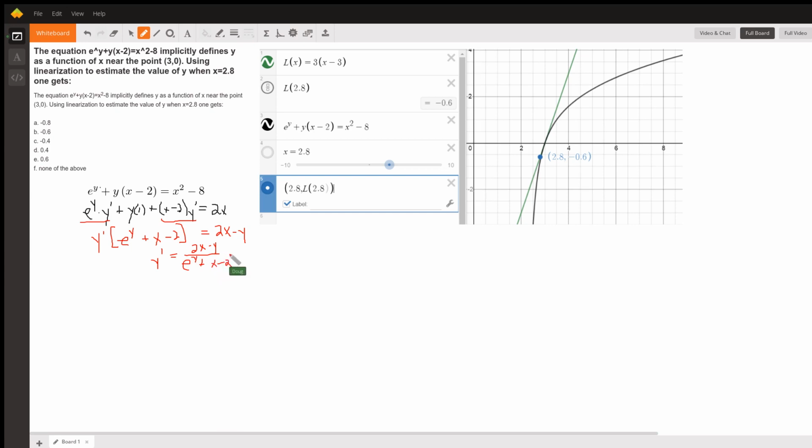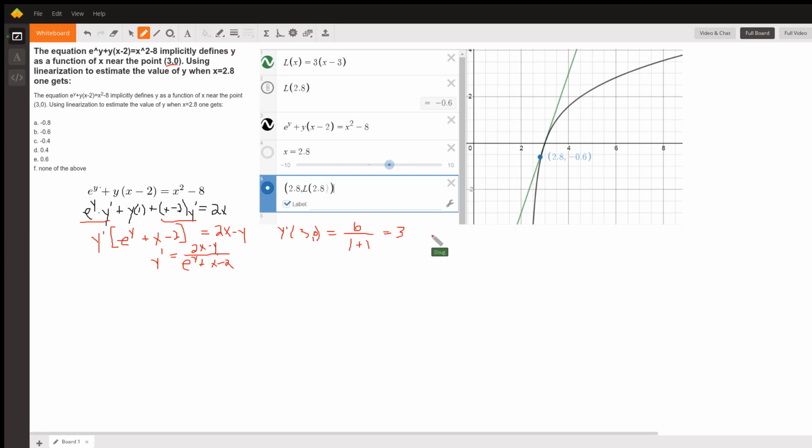Now, I would like to find the slope of the tangent line at the point (3, 0), because we're going to use that so that I can write the equation of that tangent line. So I want to find y prime at (3, 0), which means put 3 in for x and 0 in for y. So in the numerator, I get 2 times 3 is 6 minus 0 is 6. And in the denominator, e^0 is 1, 3 minus 2 is 1. So at (3, 0), the slope of the tangent line is 6 over 2, which is 3.